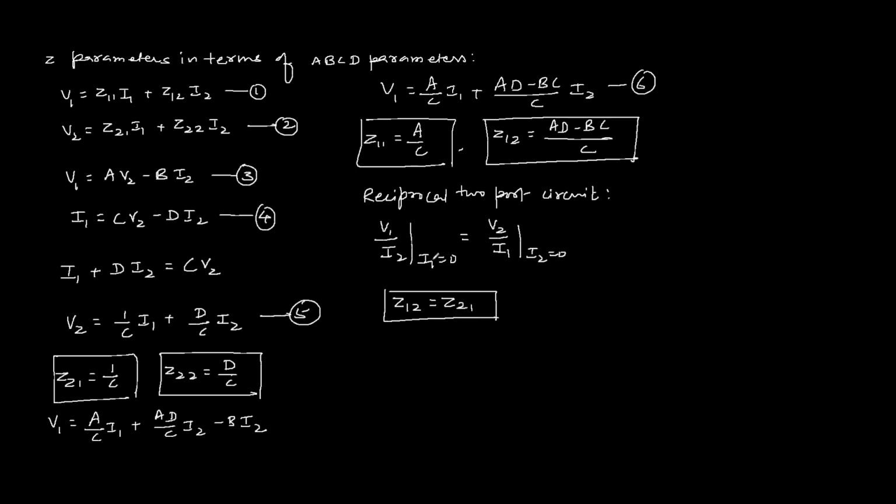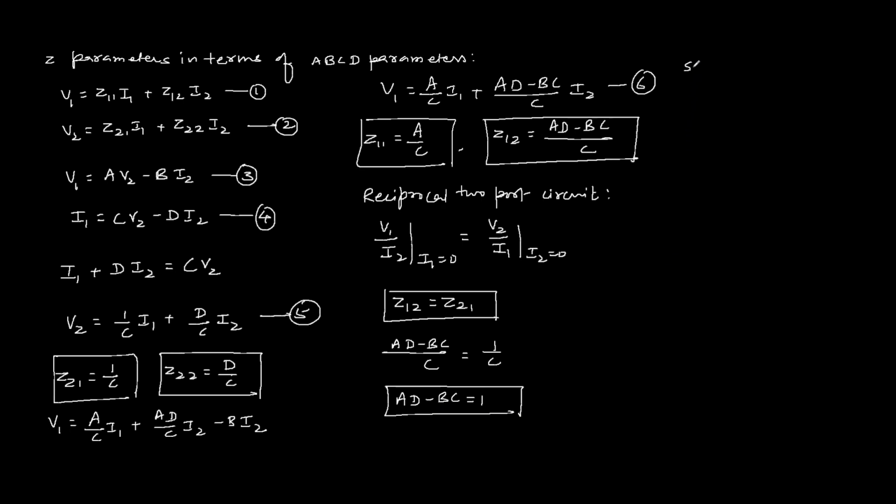So Z12 is (AD minus BC) over C, and Z21 is 1 over C. So this will give AD minus BC equal to 1. This is the condition for a reciprocal two-port network in terms of ABCD parameters.